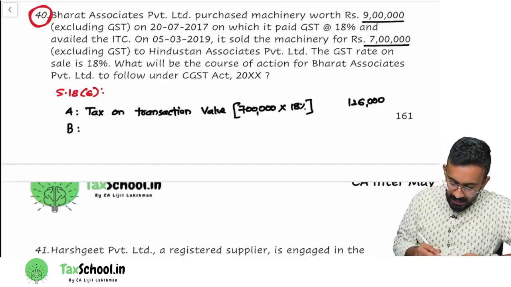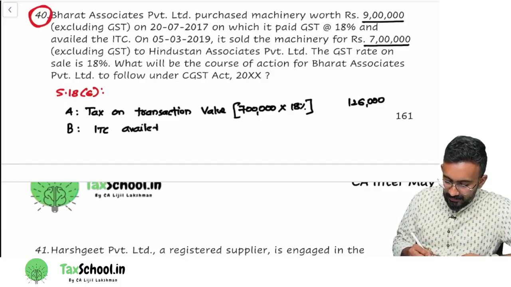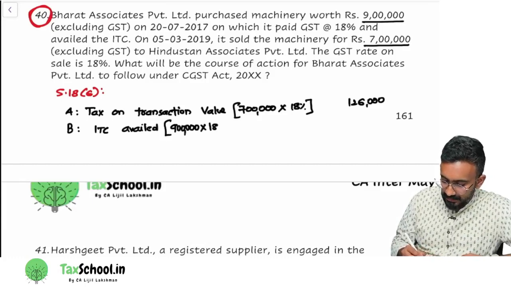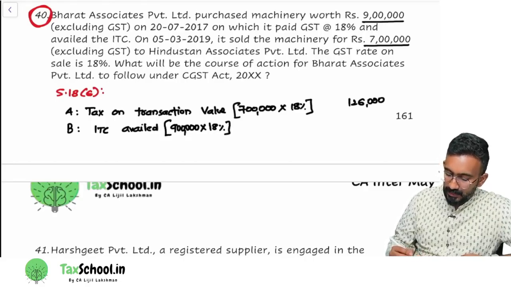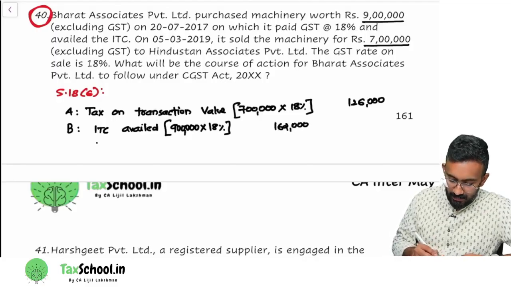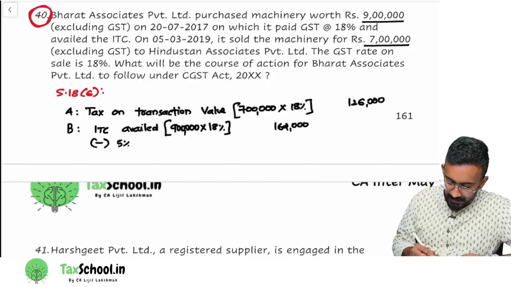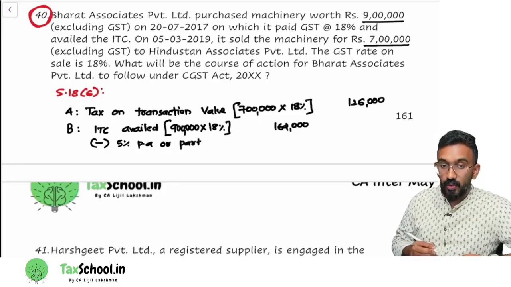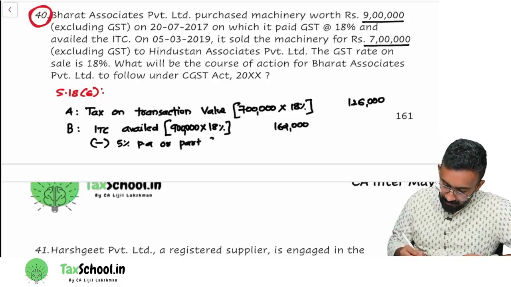What is it? B. At the time of purchase, how much is the ITC availed? How much you would have taken as ITC at the time of purchase? It is 9 lakh multiply with 18%. Which is how much amount? 9 lakh into 18% would be 1,62,000 minus 5% per quarter or part. For every quarter, for quarters that you have used.